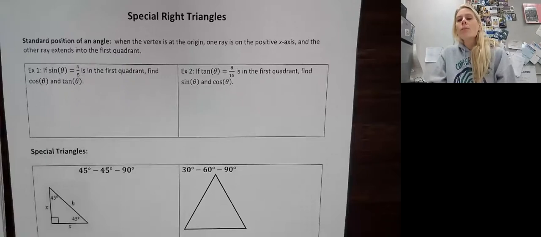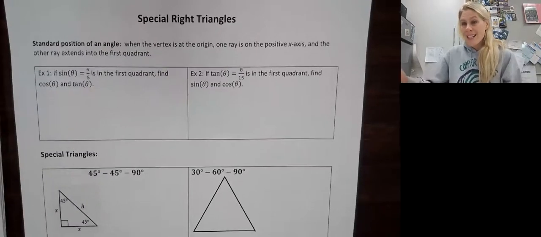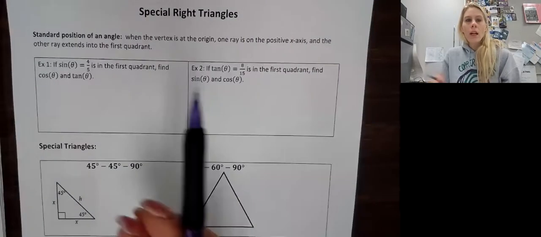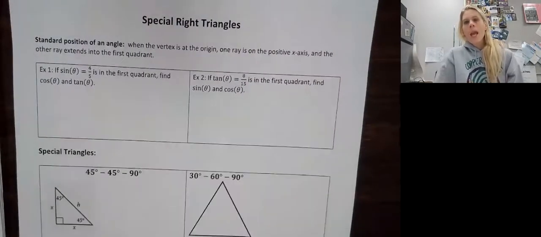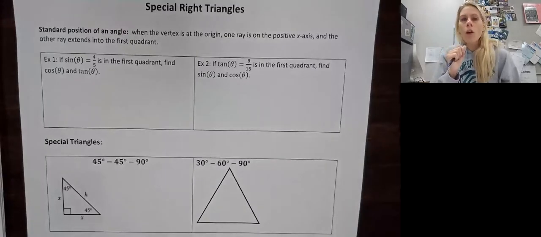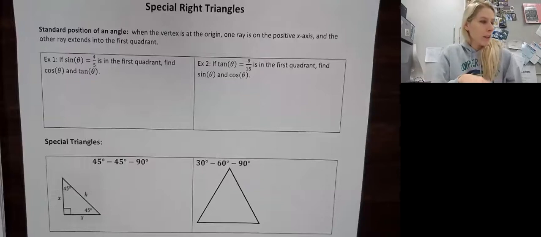Now, some of you might have printed this off already before I changed it, and there was the Pythagorean identity up above here. We're going to ignore that right now and go down to the standard position. Now, it says if sine of theta equals 4/5 is in the first quadrant. Right now, all we're dealing with is first quadrant stuff, okay?